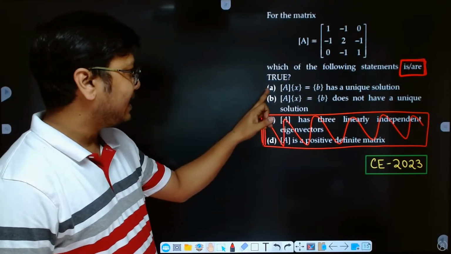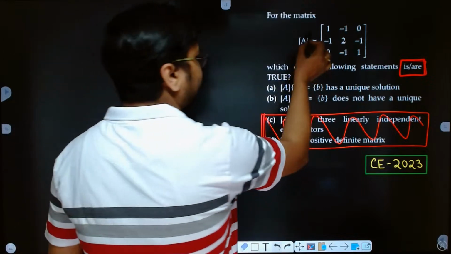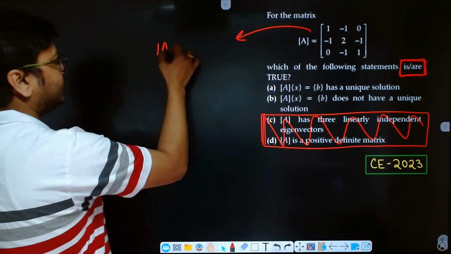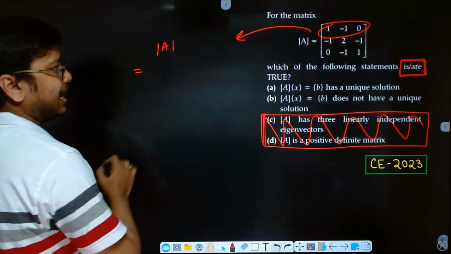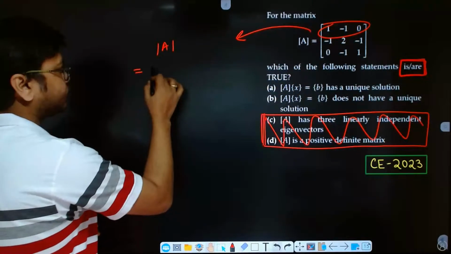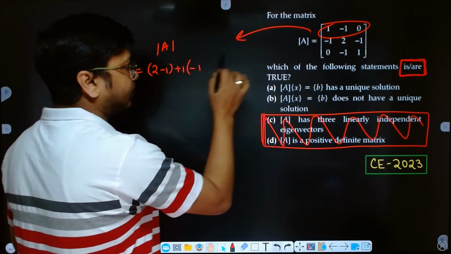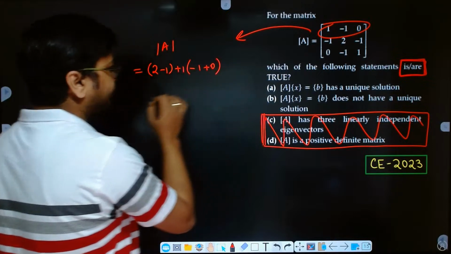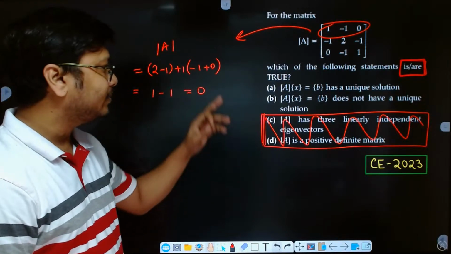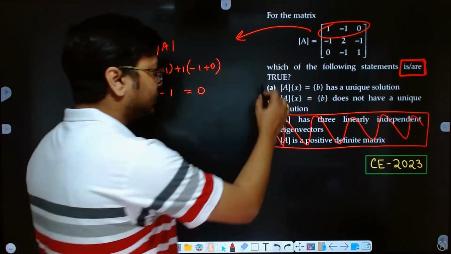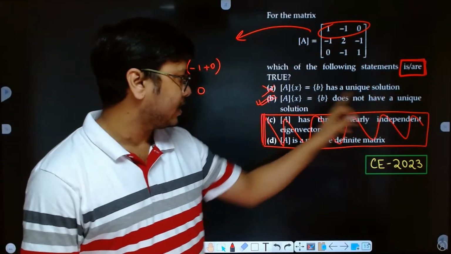So option A is saying if this has a unique solution. Okay, so does this have a unique solution? So we need the determinant. Let's do the determinant. If I expand along the first row, I'll be getting 2 minus 1 plus 1 times minus 1 and 0. So that would be 1 minus 1, 0. So the determinant is 0. Determinant 0 means definitely not a unique solution. So this is not happening. So this definitely must be occurring: it does not have a unique solution.